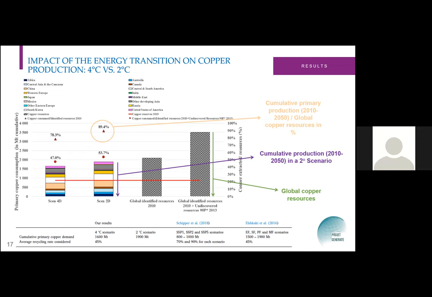So in terms of comparison, it means that between 2010 and 2050 we are extracting around 1,600 million ton of copper, while it will reach 1,900 million ton in the 2 degrees if you are considering an average recycling rate of 45%. It's just an average, but as I presented before, we define for each end use the level of recycling rate. So in comparison to other recent publications on copper, for example, we are reaching 1,000 million ton of copper in cumulative perspective, considering 70% and 90% of recycling rate.